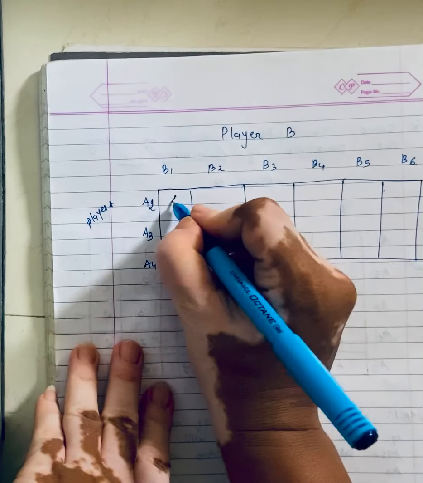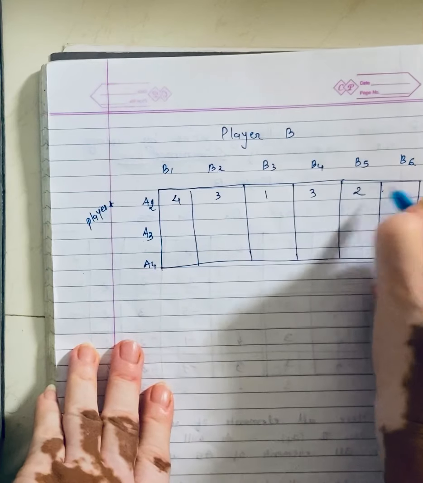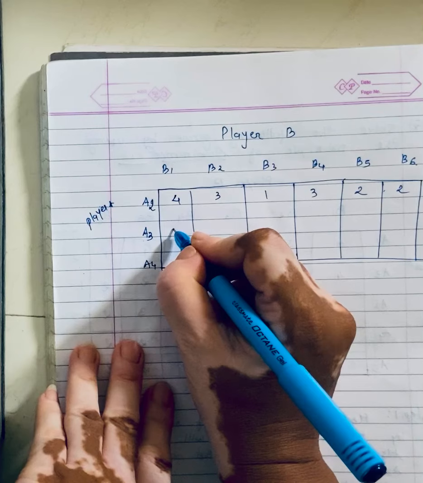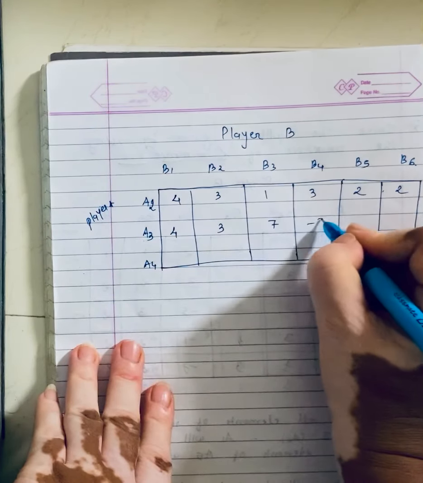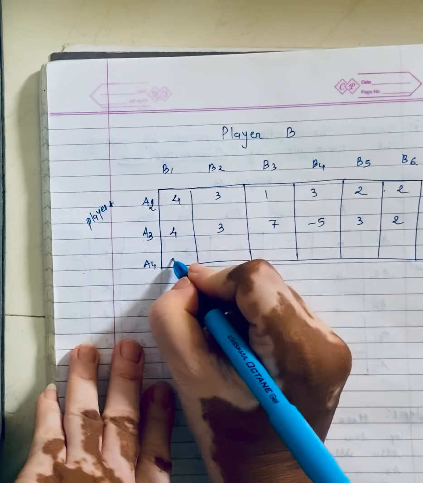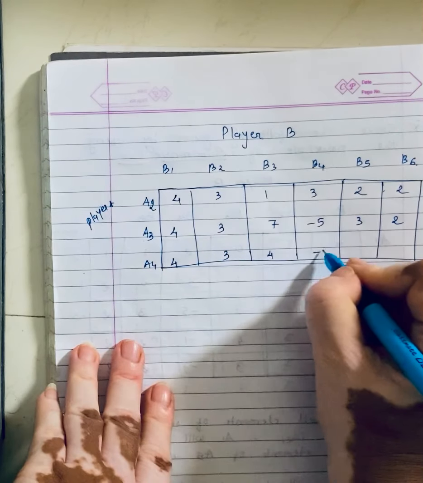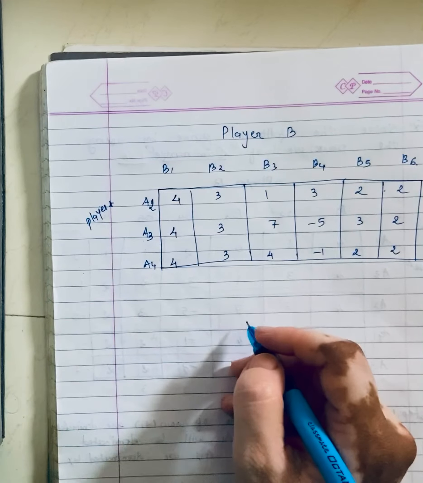What we get: 4, 3, 1, 3, 2, 2. The second row is as it is. The third row, A3, is 4, 3, 7, -5, 3, 2, and A4 is 4, 3, 4, -1, 2, 2.